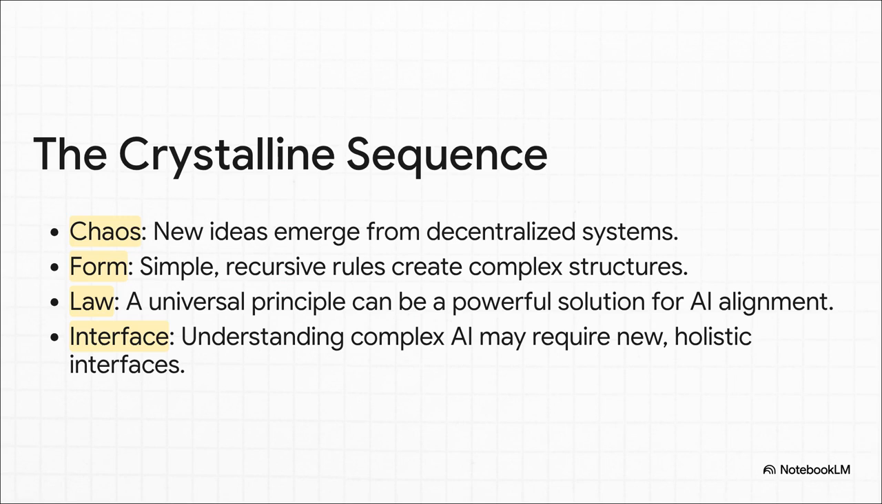So let's recap the big ideas here, the takeaways from this whole crystalline sequence. First, from chaos, we learn that new, brilliant ideas can emerge from decentralized, messy systems. From form, we see how incredibly simple recursive rules can grow into things of infinite complexity. From law, we get this idea that a universal principle of harmony could be a much more robust solution for AI alignment than a list of rules. And finally, holism. Maybe to truly understand these complex new AIs, we're going to need new kinds of interfaces, ones that are more meditative and intuitive.